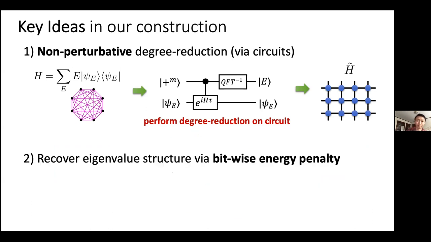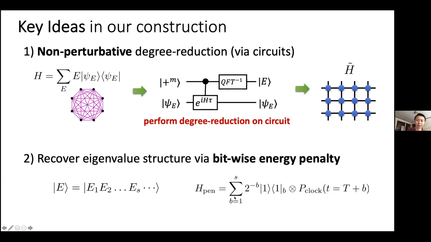Now, another key idea is that normally in the Feynman-Kitaev clock Hamiltonian construction, you isolate the valid computational states as the ground space of some circuit Hamiltonian, but you still need to recover the different eigenvalue structure of the different eigenstates. This is why phase estimation comes into place. Once the energy eigenvalue is written down as a bit string on the ancilla, you can simply apply a penalty Hamiltonian bit by bit once the clock corresponds to the end of the computational circuit. This allows you to recover all the different eigenvalues that correspond to different eigenstates.